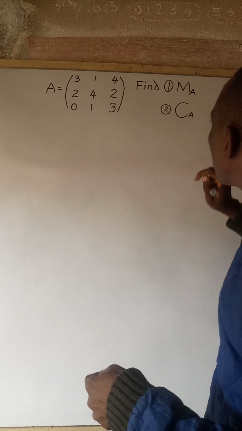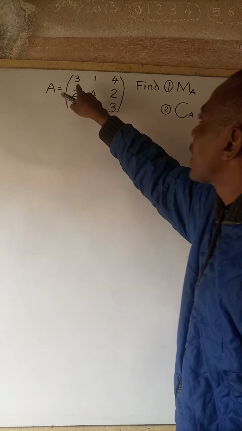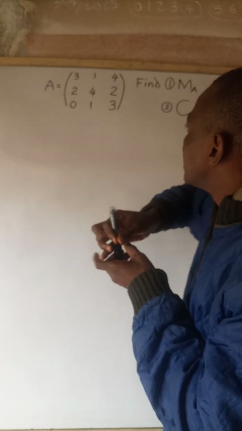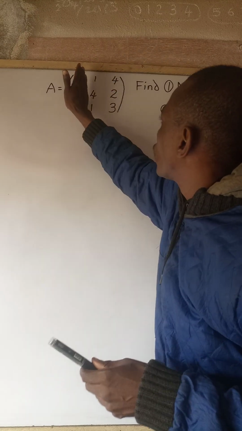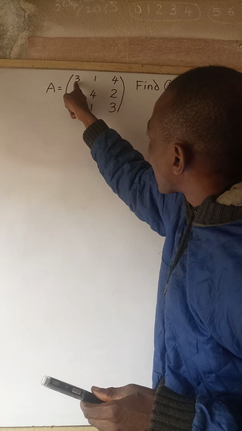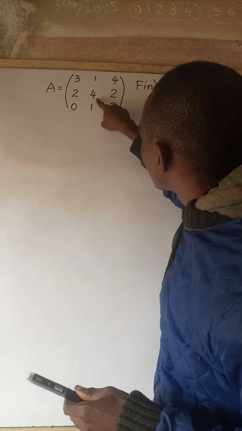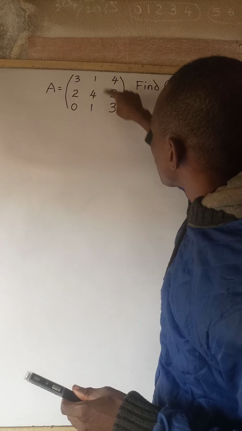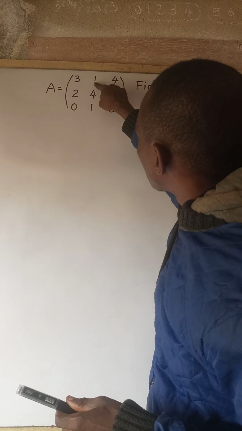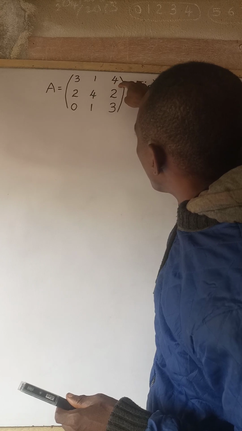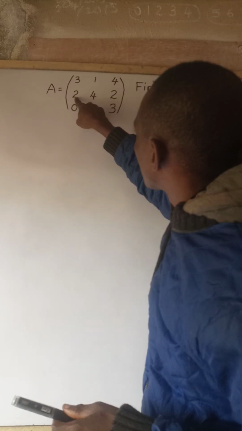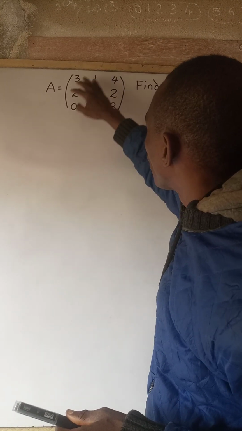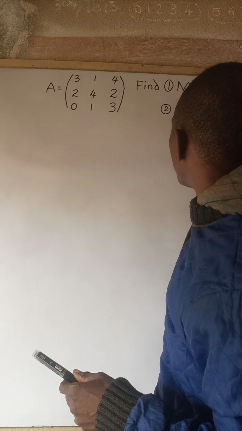For the minor, note that if you want to find the minor of this first element, you can obtain it by deleting the row and the column in which this first element lies. When you do, we will have 4, 2, 1, 3 left. If you want to find the minor of this, the same thing is applicable. You will delete the row and the column. We will now have 2, 2, 0, 3 left. That is the way we will do it to all of them for us to obtain the minor.